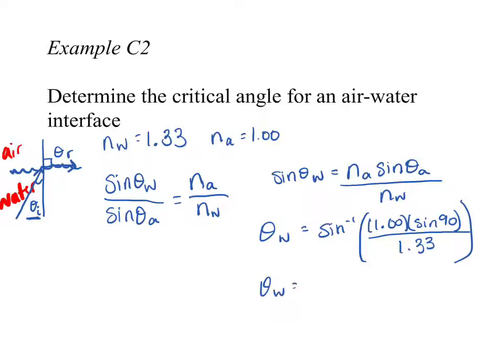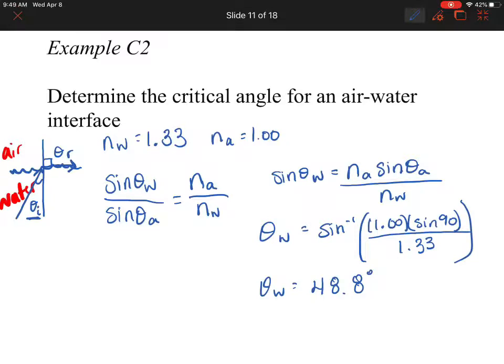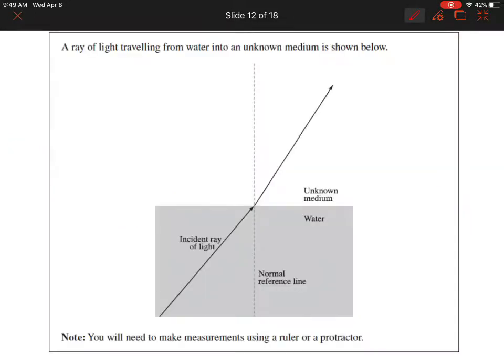Okay, and take the inverse sine of that to get the angle in water, or the critical angle is what we're going to get here. And that ends up being 48.8 degrees. I know I didn't technically have any significant digits given in the question, but our indices of refraction are pretty much always given to 3 significant digits, so that's what I took. And there we go. There is the critical angle for an air-water interface.